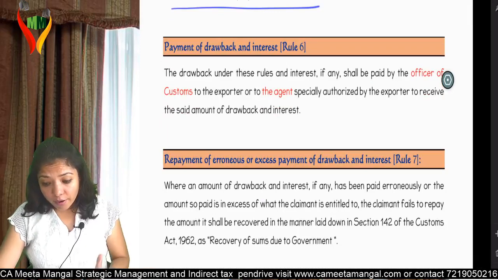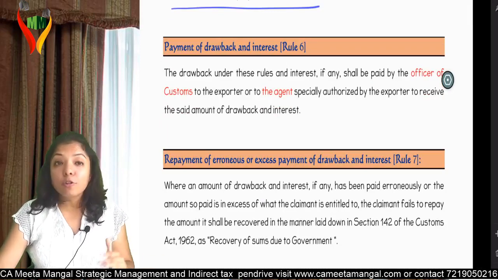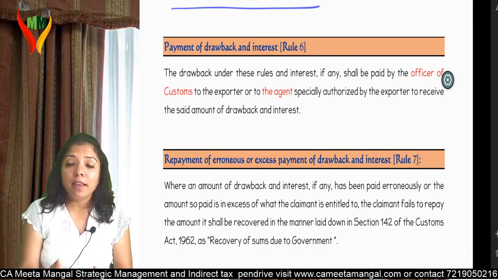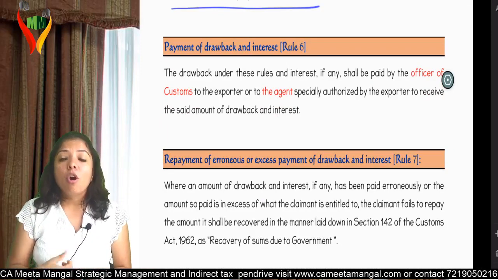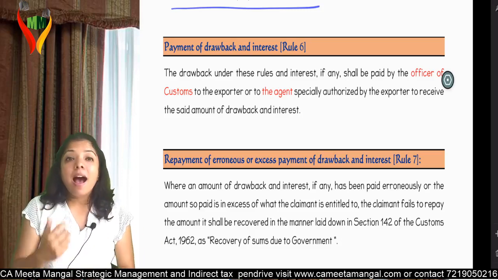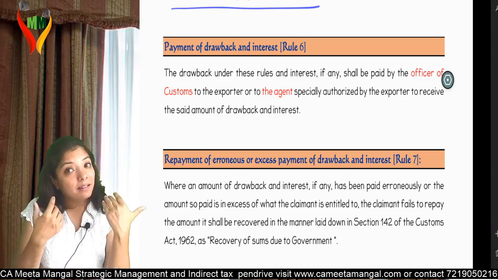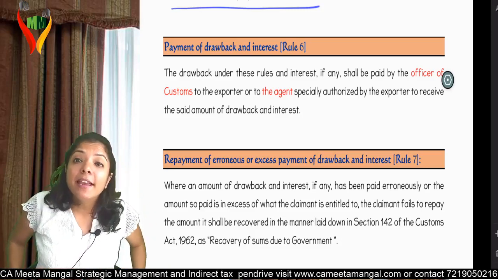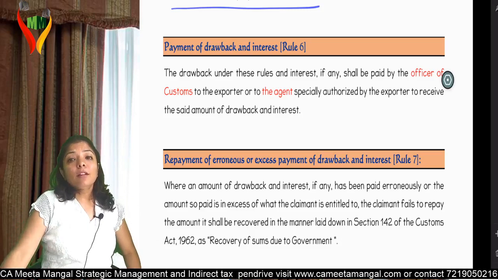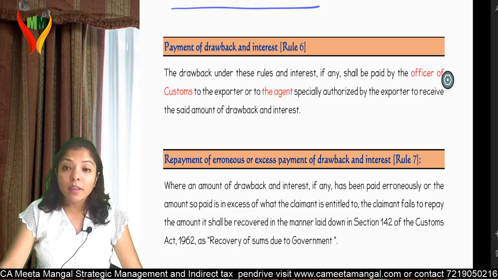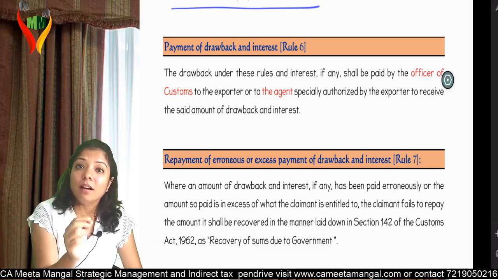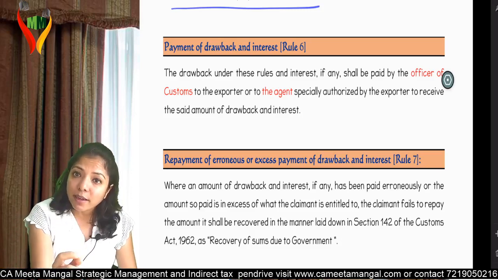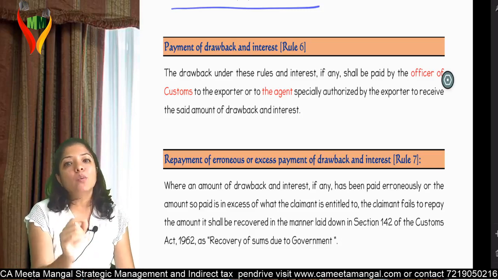Now rule 7. Repayment of erroneous or excess payment of drawback. Now listen. By mistake, the department has given me erroneous drawback or excess drawback. I have to give that money back. Agreed, no problem in that. But along with that, I will have to pay interest also. So again, the important thing over here is that I need to know the date when I got the money as erroneous or excess money, because again then my point will come of what?